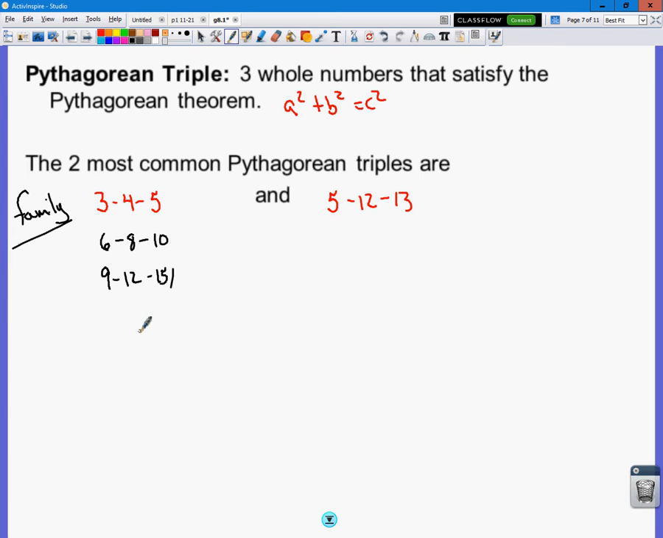The next one in this family, by the way, this would go on and on and on forever. The next one in this family would be 10, 24, 26. The next one would be 15, 36, 39. And again, this would go on and on and on forever. And you just simply find them by multiplying by 2, then by 3, then by 4. So to be a triple, it has to be what type of numbers? Whole numbers. No fractions, no decimals.